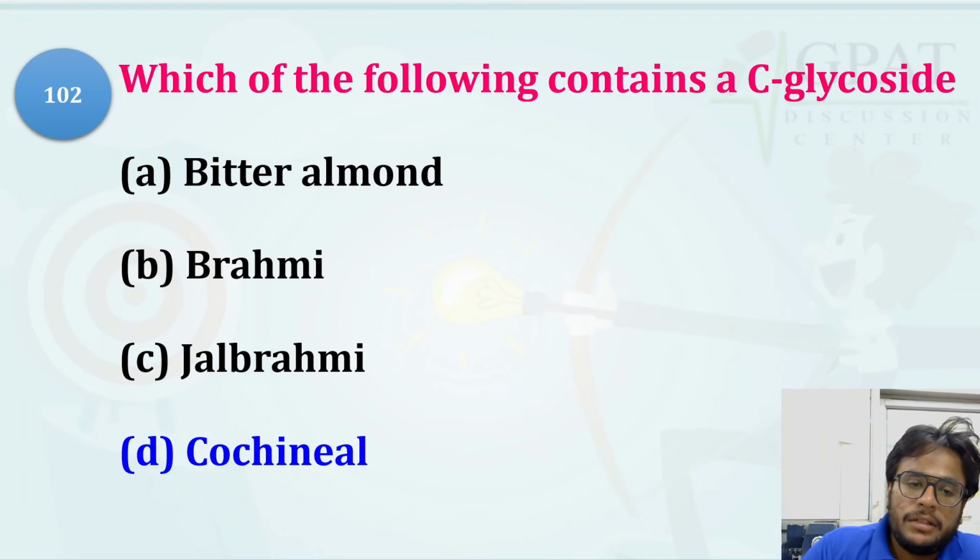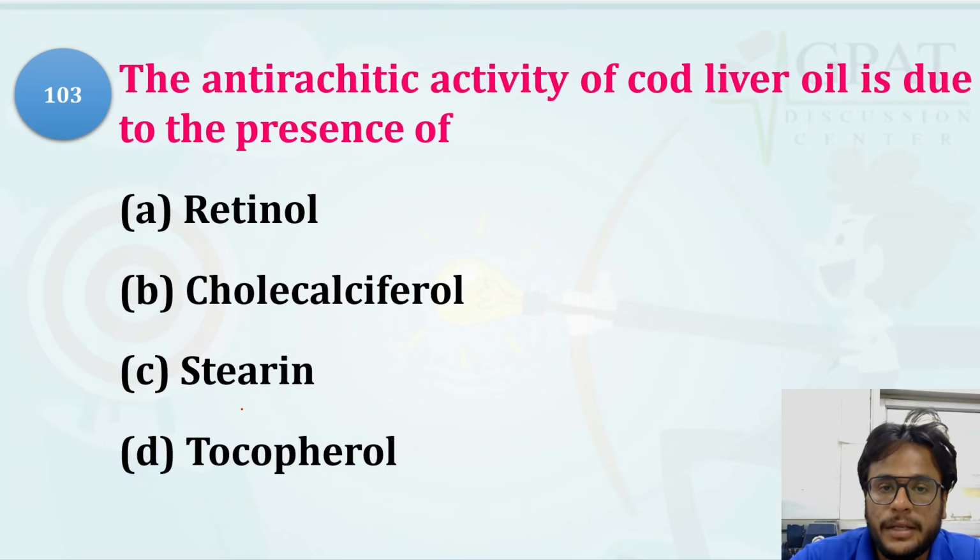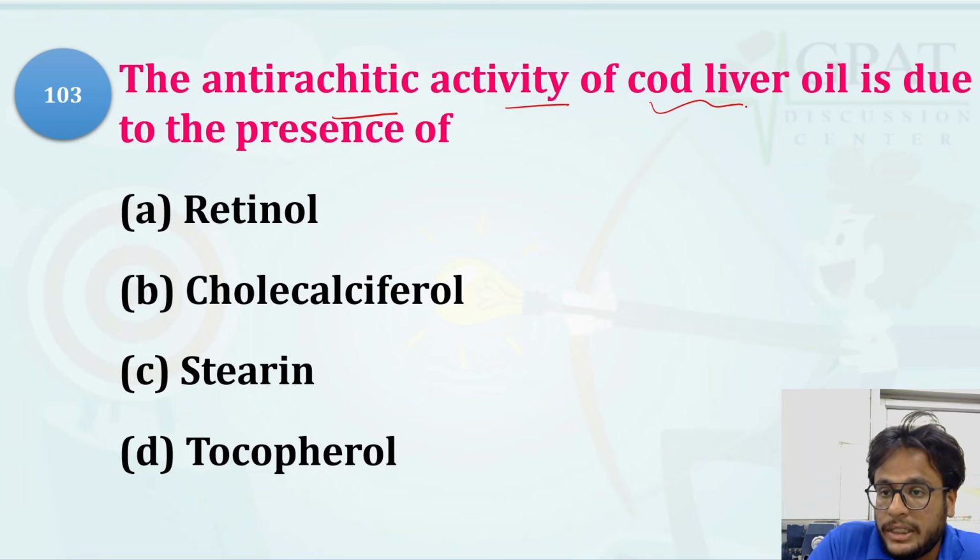So the D option is correct for it. The red color insect known as cochineal is used to extract some of the pigment out of it. Okay. Question 103: the anti-rachitic activity of the cod liver oil is due to the presence of.